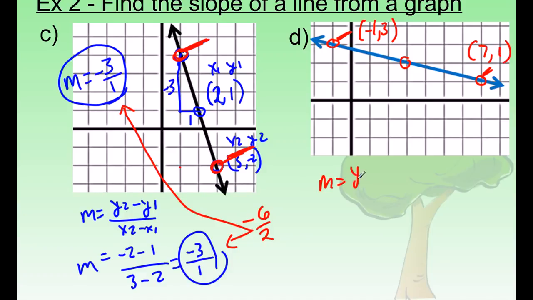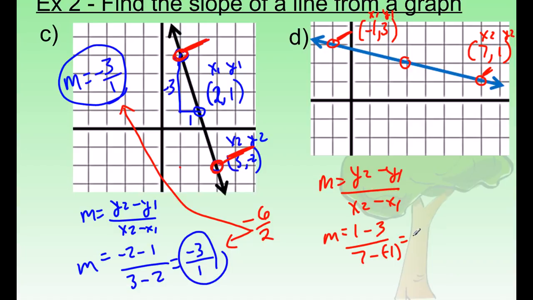So m equals y2 minus y1 over x2 minus x1. x1, y1, x2, y2 gives me 1 minus 3 over 7 minus negative 1. Gives me a slope of negative 2 up top, and keep, flip, change, 8 down below, which is negative 1/4. So from one point to the next, you would go down 1 over 4. That's what this is saying.